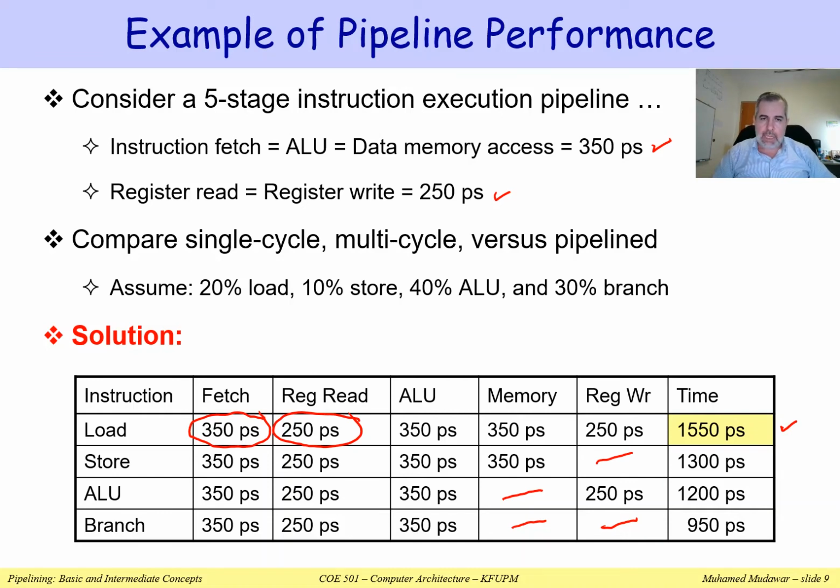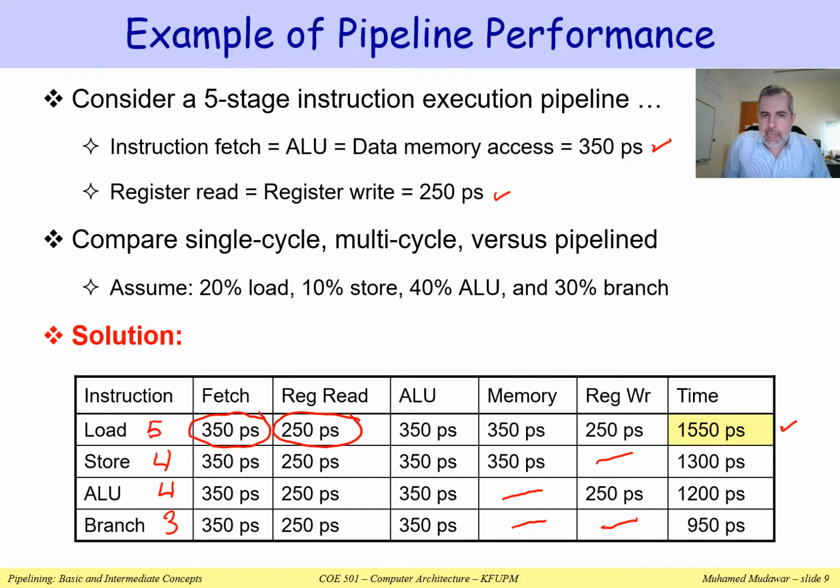Finally, in the case of the multi-cycle, the load instruction will take 5 cycles because it has to be fetched, it has to be decoded, it has to use the ALU for address calculation, it has to access memory, and then it has to do register write. The store will take only 4 cycles. The ALU will also take 4 cycles, but the branch will take only 3 cycles. So in the case of the multi-cycle, different instructions will have different numbers of clock cycles.